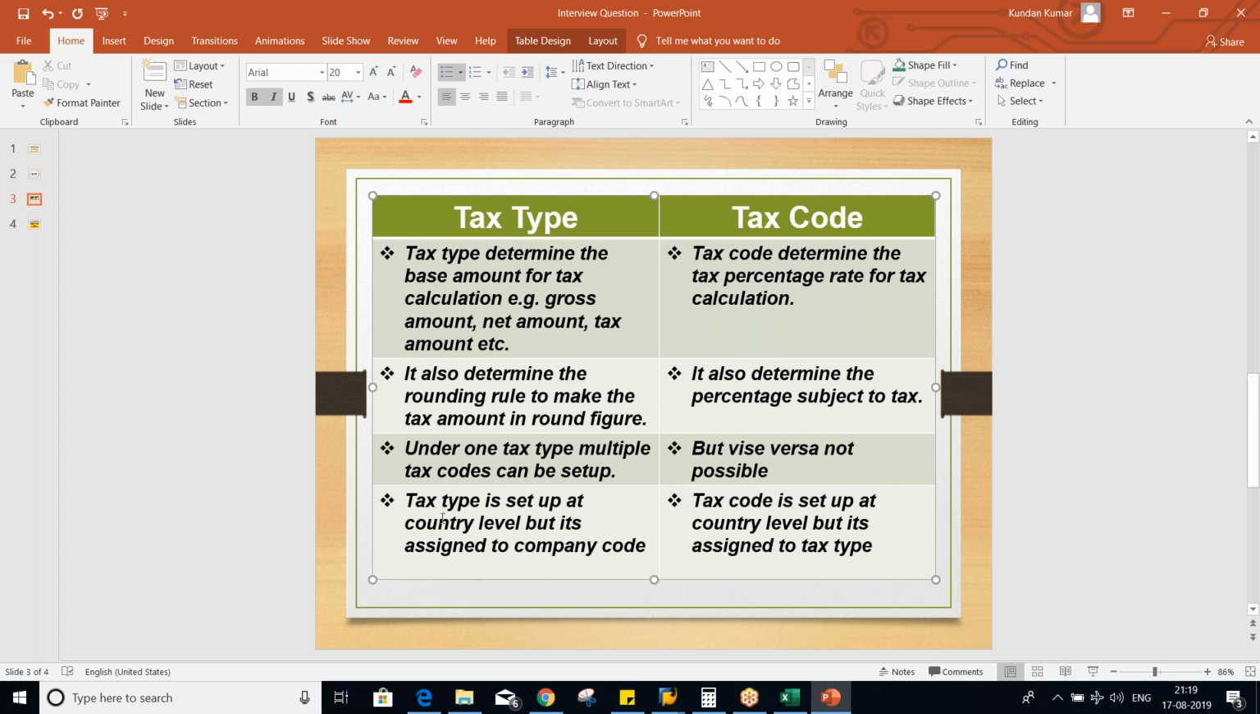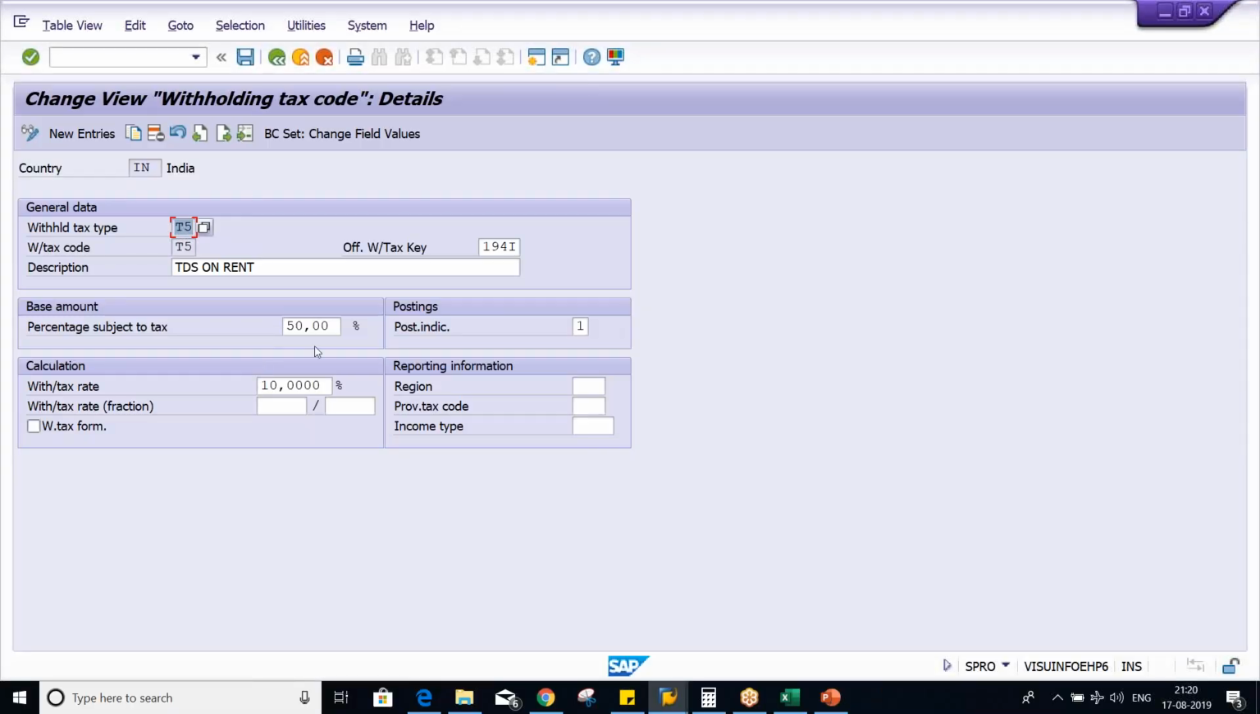Now the fourth one is that the tax type is set up at country level, but it is assigned to the company code, whereas the tax code is also set up at country level itself, but it is assigned to the tax type. I have already shown, guys, that whenever you set up a tax code, it is always set up against a tax type. So these are the four major differences which can be explained.